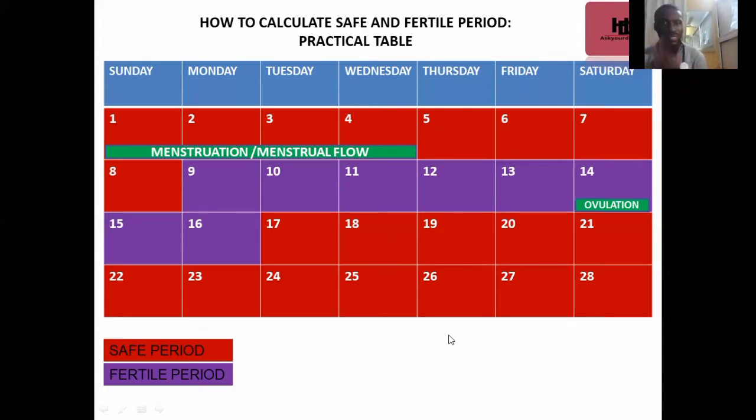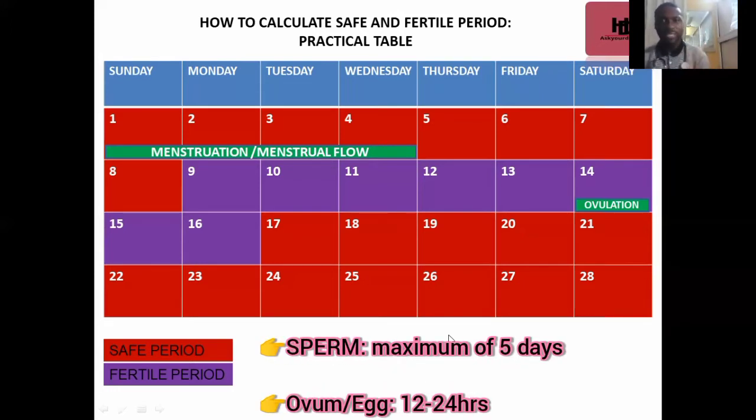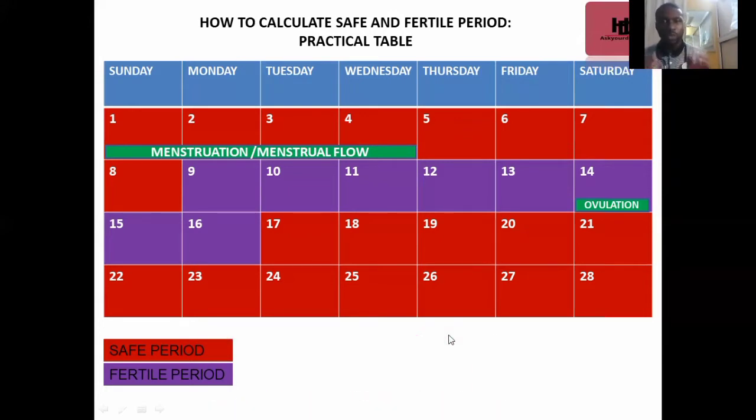So let's go straight to the topic of discussion for today. How do you calculate your safe and fertile period? I gave you two concepts earlier on. I told you a sperm can stay in the woman's reproductive system for as long as 5 days, and an egg can stay in the woman's reproductive system for as long as 12 to 24 hours. So these two major concepts, I want you to hold on to, because they are going to be helpful.